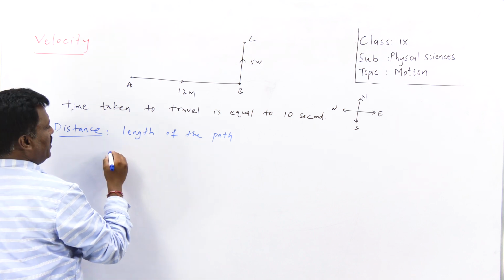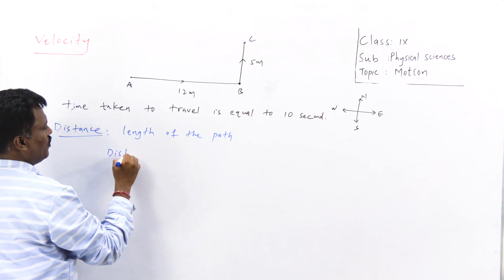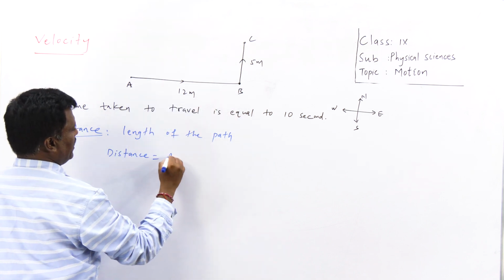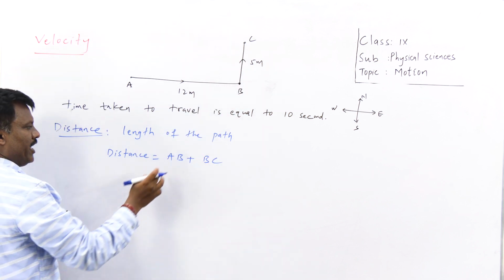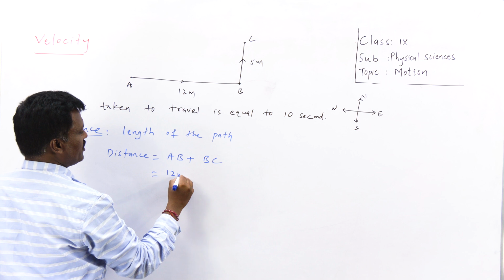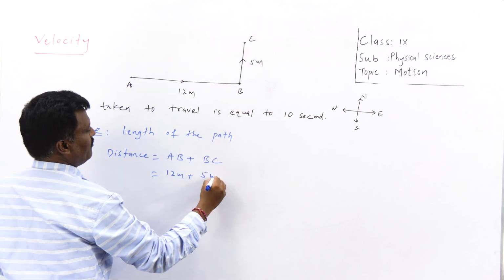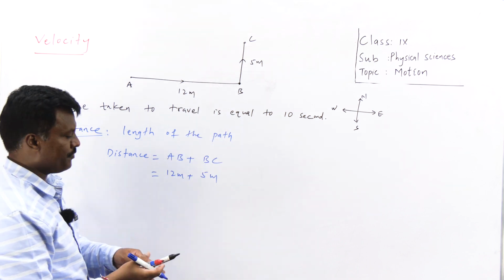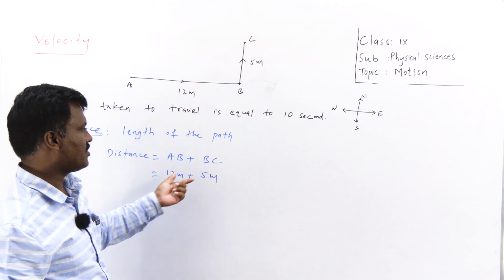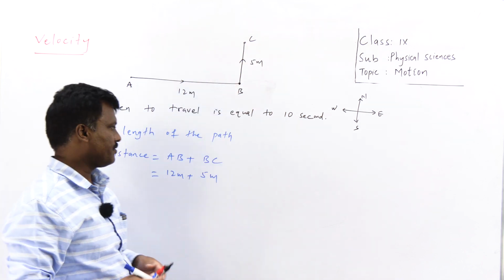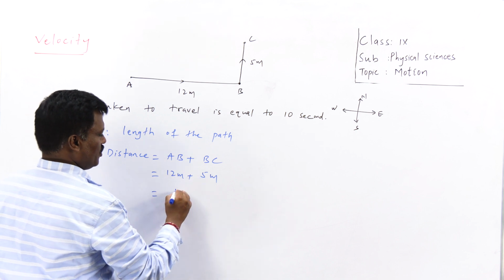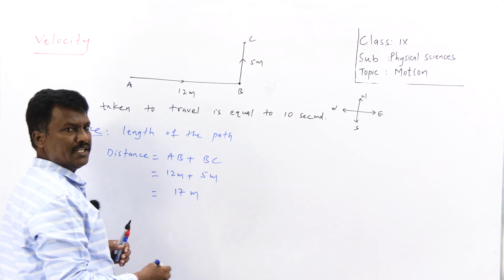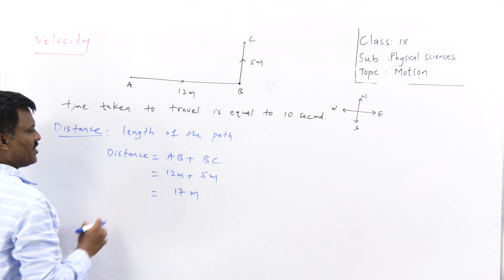Now distance is equal to AB plus BC. Now, AB value how much? 12 meters. BC value how much? 5 meters. Now distance is equal to 12 meters plus 5 meters. Total how many meters? 17 meters. Right? This is the distance traveled.